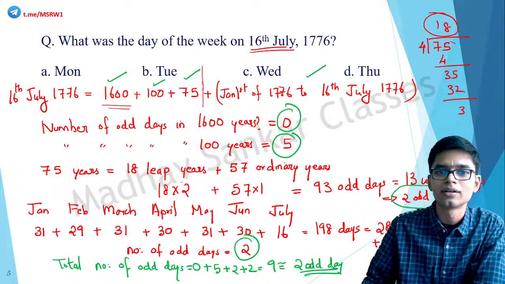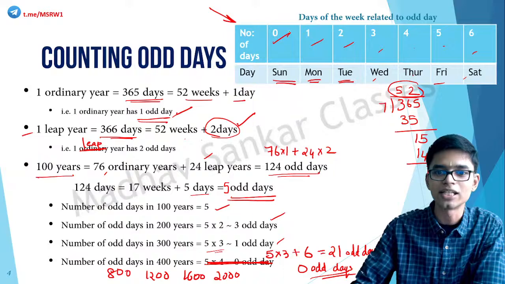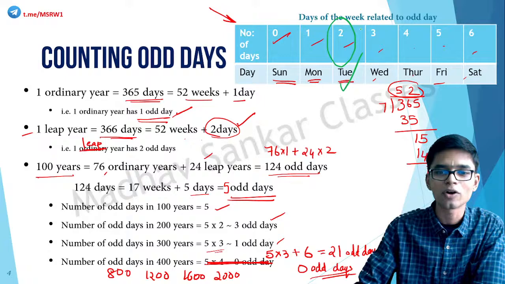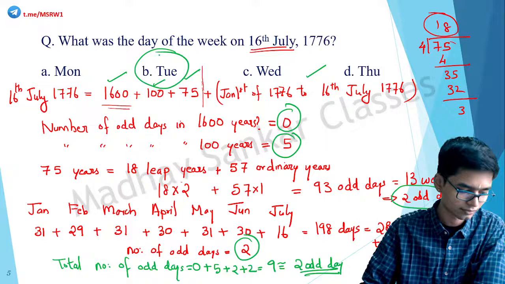Okay, so if the number of odd days is 2, then what is the day of the week? According to this table, the answer is Tuesday, correct? If the number of odd days is equal to 2, then that day of the week is Tuesday. Did you understand how to do this question?